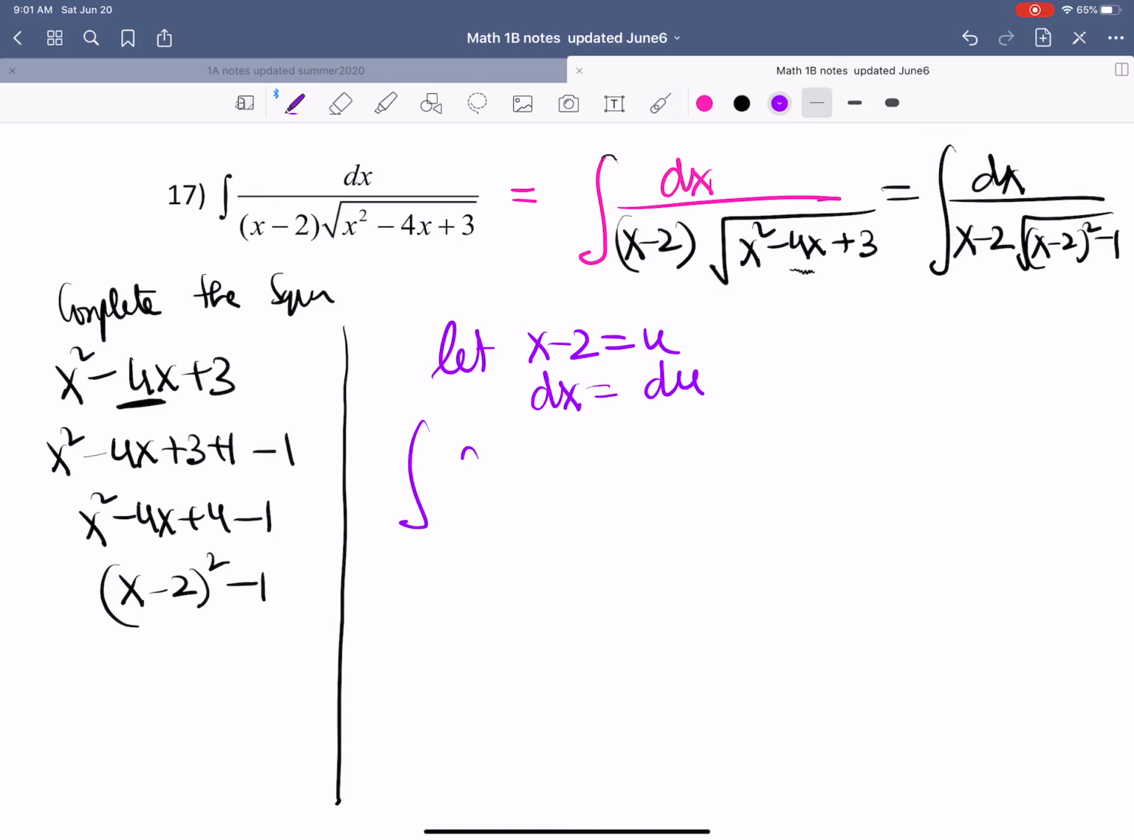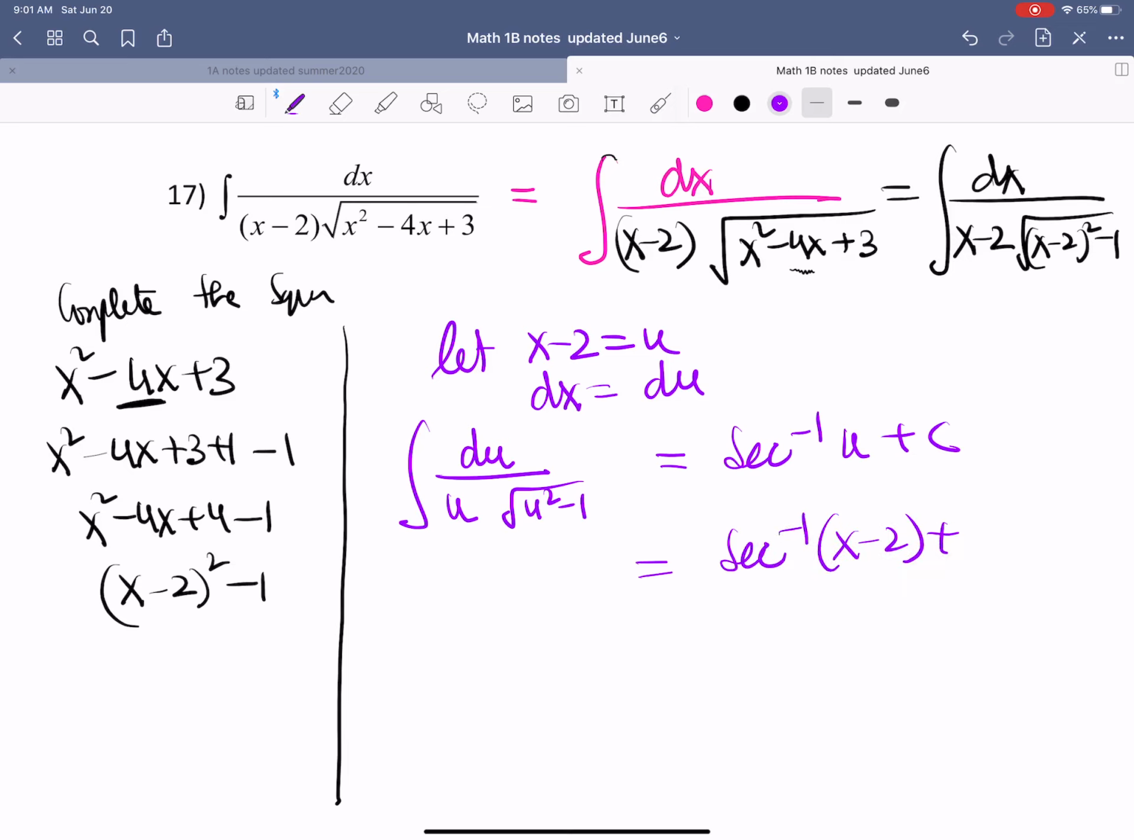Are we ready to change this integral into the u form now? So we have u here, u squared minus 1 du on the top. Okay, so that looks like a perfect secant inverse u plus c. Just don't forget to call your u whatever it was in the beginning. Secant inverse u plus c. Okay, looks like that should be the end of this problem.